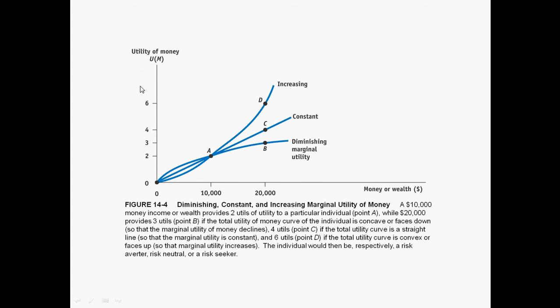So we can represent this graphically. Utility on the vertical axis, money or wealth on the horizontal axis. Diminishing marginal utility is one that goes up, and then still goes up, but less steeply. The hill is initially steep, and then it becomes less steep. Constant is just a straight line, and increasing curves the other way. So this person's really happy if he gets to 20,000. He's not as interested in the difference between 1,000, 2,000, and 3,000.